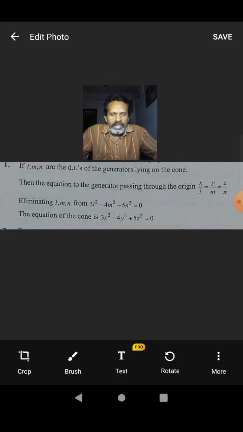So eliminating these values, that means eliminating l, m, n, you will get finally a into (x minus alpha) whole square plus b into (y minus beta) whole square plus c into (z minus gamma) whole square is equal to 0. Actually, here 3 into (x minus 0) whole square minus 4 into (y minus 0) whole square plus 5 into (z minus 0) whole square. At last, 3x square minus 4y square plus 5z square is equal to 0. This is the equation to the cone.